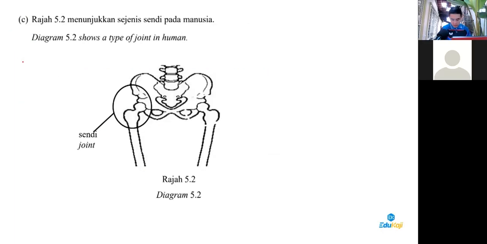Okay, this joint here, guys. This joint here. So this is what we call a ball and socket joint. But they are not asking you about the ball and socket joint.